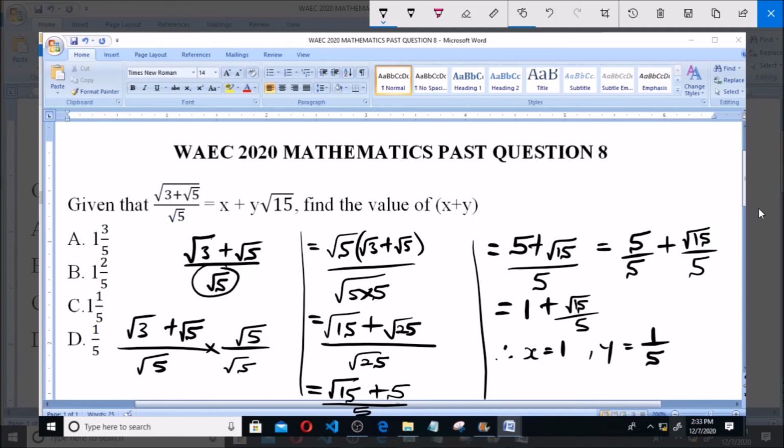Now the question says you should find x plus y. So x plus y is equal to 1 plus 1 over 5, and that is equal to 1 whole number 1 over 5. That is option C.